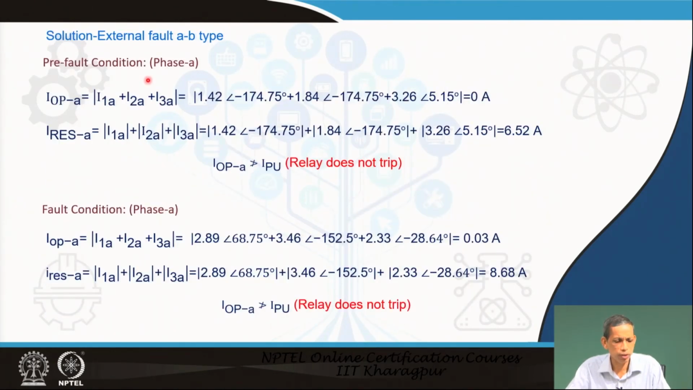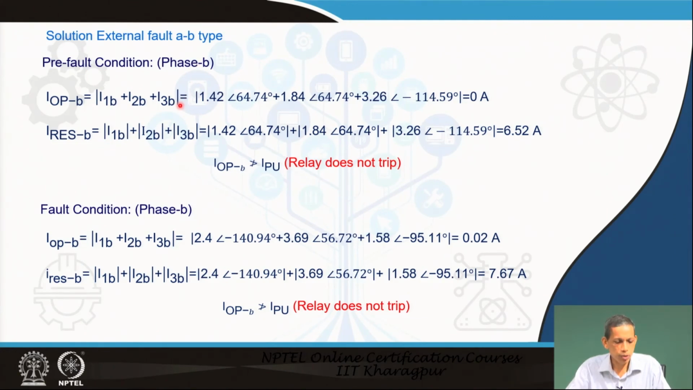For calculation of pre-fault, I operating in phase A becomes 0 and the restraining current becomes significantly high, 6.52. So, the I operating current does not satisfy IPU, which is why it will not operate. Fault condition, phase A: the corresponding fault current is pretty small, 0.03, as compared to the restraining current 8.68. So, the relay does not satisfy I operating greater than IPU, and that is why this will not operate. This is correct, because this is an external fault situation.